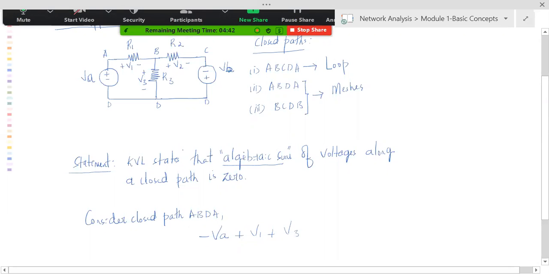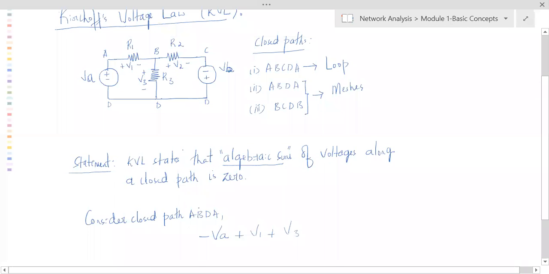The algebraic sum of the voltages along a closed path. How many voltages are there? 3 voltages. So algebraic sum of these 3 voltages is 0. See here, this is what it is. Everybody understand? So similarly, can you move along the closed path BCDB?